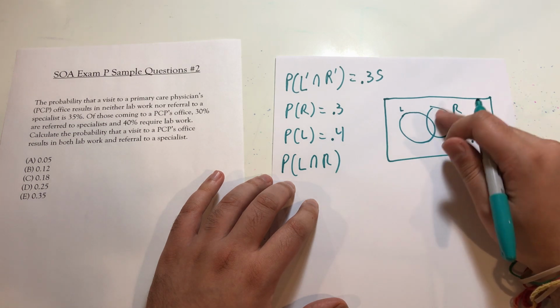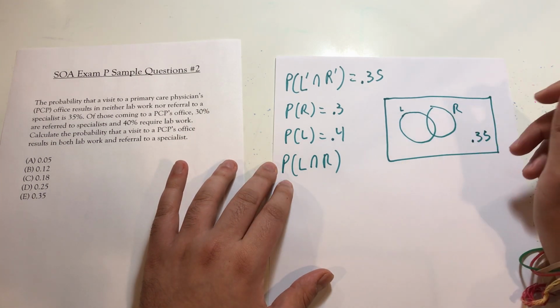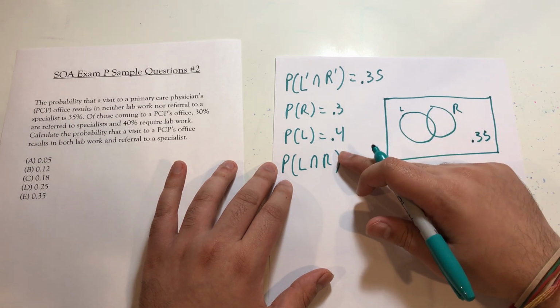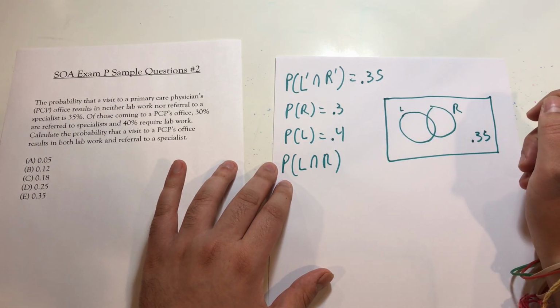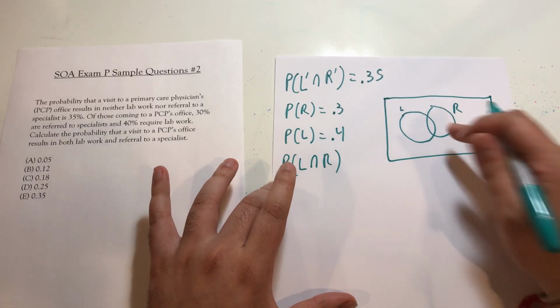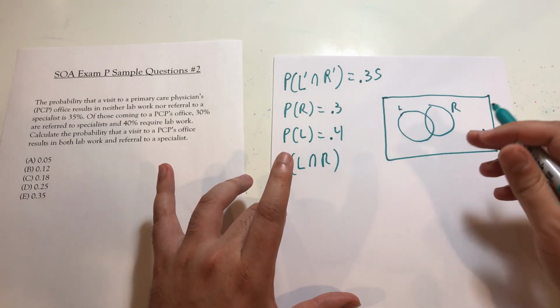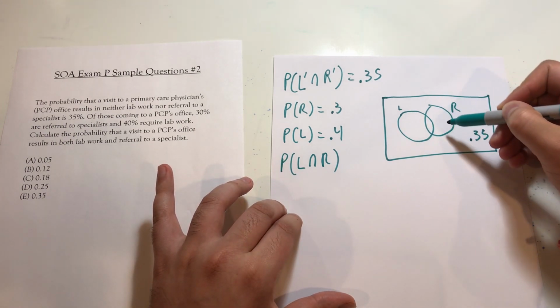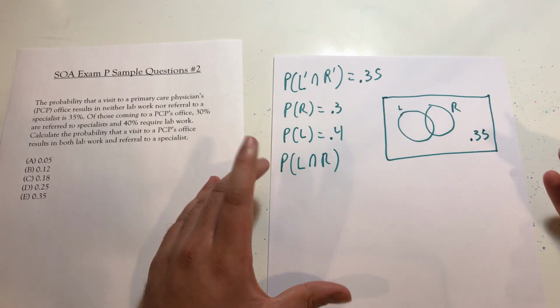Now, this whole thing should be 0.3, so that includes this section and this section. And lab work is 0.4, this section and this intersection, right? But we're not sure what exactly is what because we don't know the exact number in the intersection, and therefore we don't know the exact number in here, which is where doing this algebraically helps.